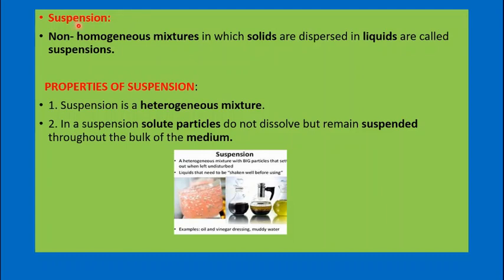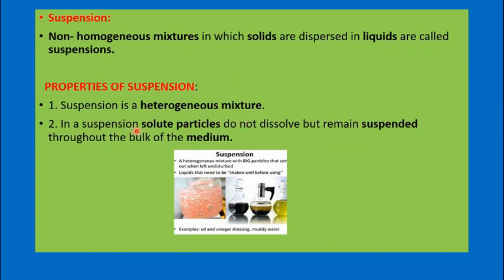Now, suspension. An example of suspension is sand when you put it in water, or wheat flour in water, or rice powder in water. It is a non-homogeneous mixture in which solids are dispersed in a liquid, called a suspension. It is a non-homogeneous mixture, meaning a heterogeneous mixture. Now, what are the properties of a suspension? A suspension is a heterogeneous mixture.